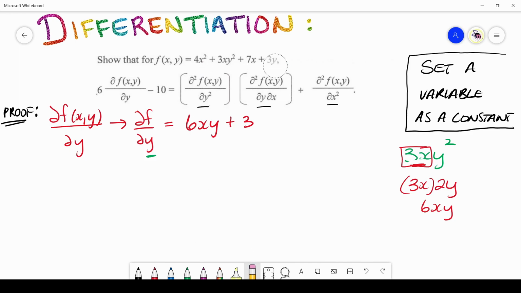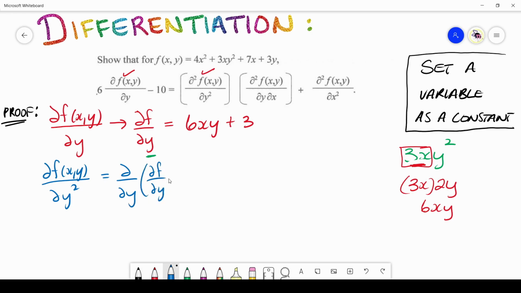So we just found the value for this one. Let me erase this here. Now we can go ahead and try working out this one. They are asking us to find ∂²f(x,y) over ∂y². So in essence, what they are really asking us to do is to differentiate ∂f/∂y a second time. So we are actually going to differentiate this with respect to y a second time.